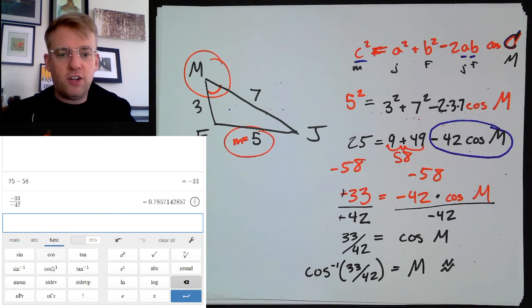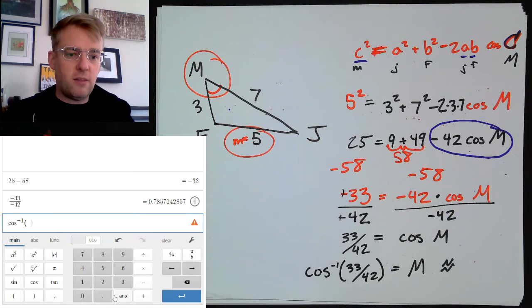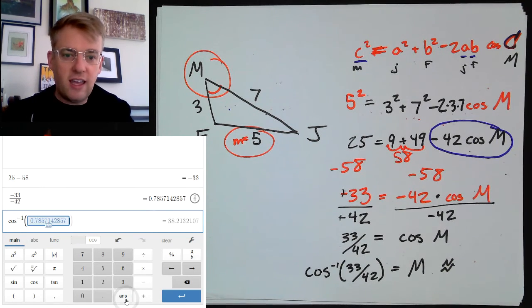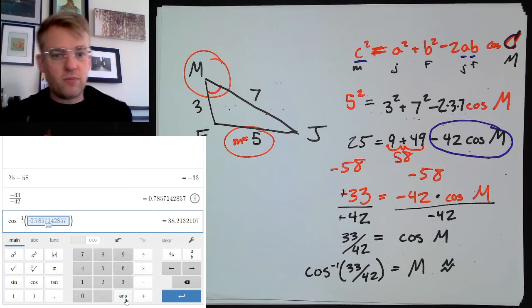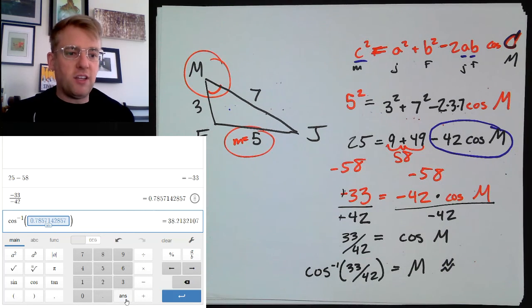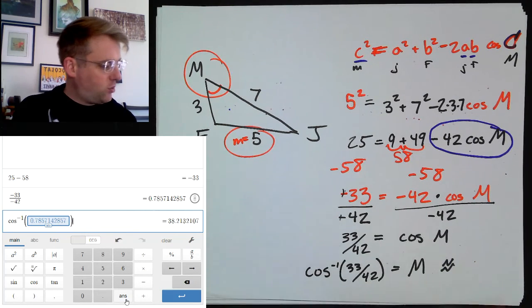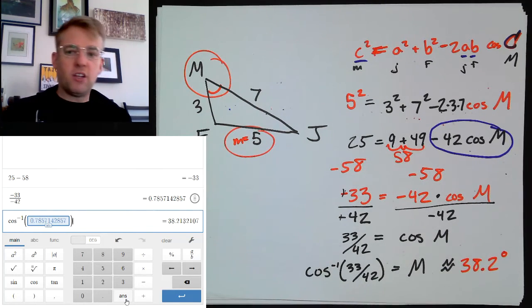To get an inverse function, we hit the function button, the inverse cosine, back to the main tab, and I'm going to input our answer, which is going to be as precise as possible. So the inverse cosine of 33/42 is approximately 38.2 degrees because we're in degree mode.